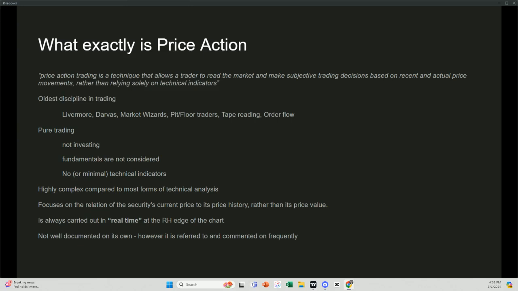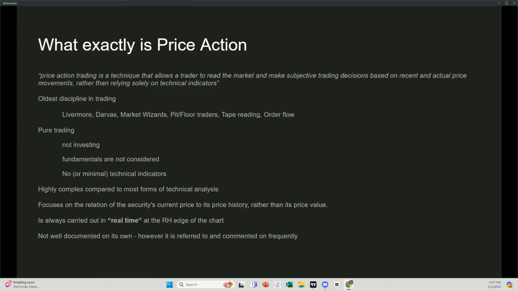Another key thing about it is it's always carried out in real time. It's not a backward-looking discipline at all. You're always focused on the latest bar. So it's carried out in real time at the right-hand edge of the chart. There's no other place that you can do price action analysis or trading.